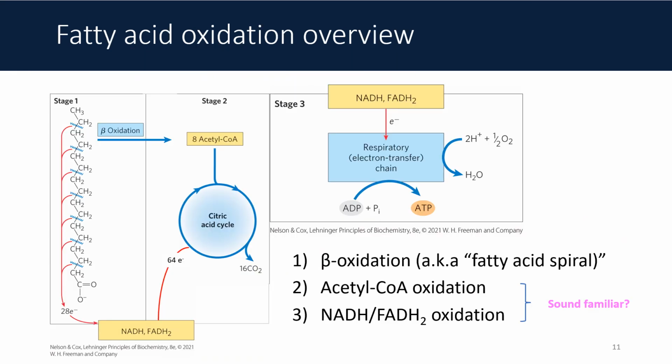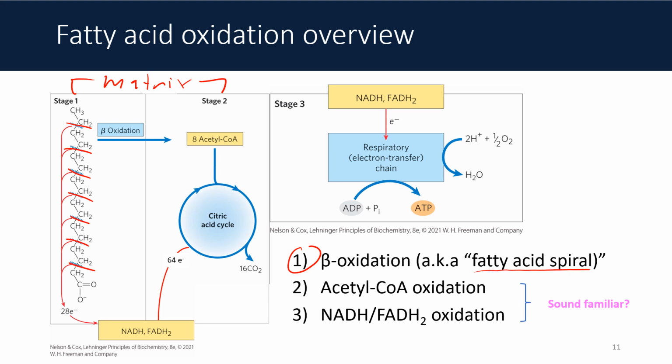In this slide, I have a graphical overview of the pathways that will happen next. Here within the mitochondrial matrix, the cell is now able to catabolize or oxidize the fatty acid for energy. And the first step is called beta-oxidation. Sometimes it's known as the fatty acid spiral. You'll see why soon enough. And basically, it's a series of reactions that are going to chop up the fatty acid 2 carbons at a time into acetyl-CoA units, just like so.